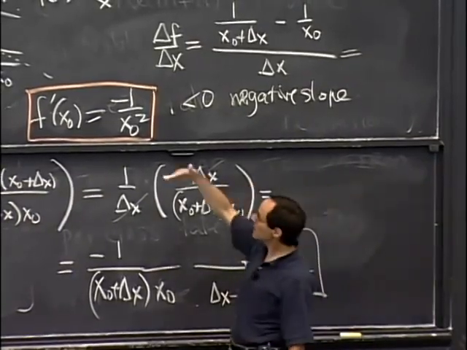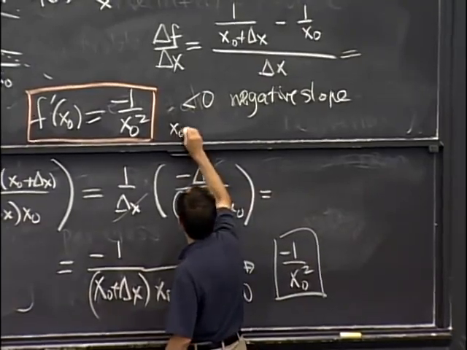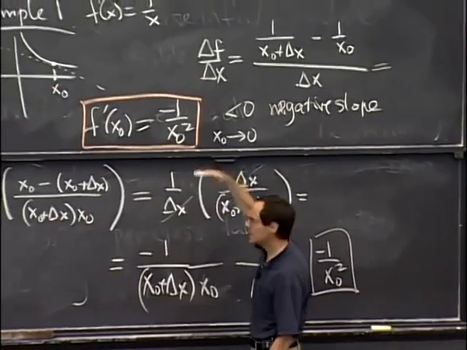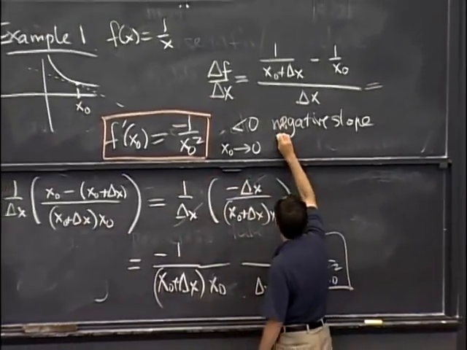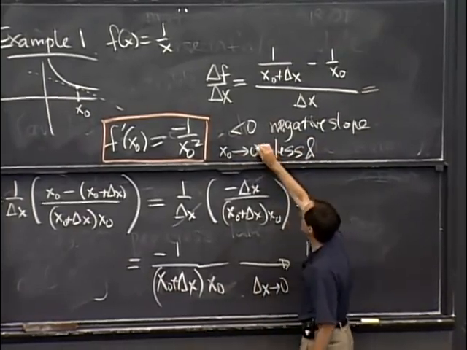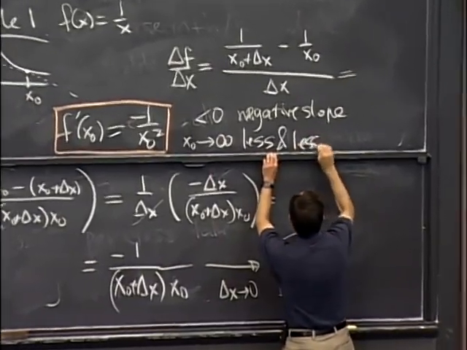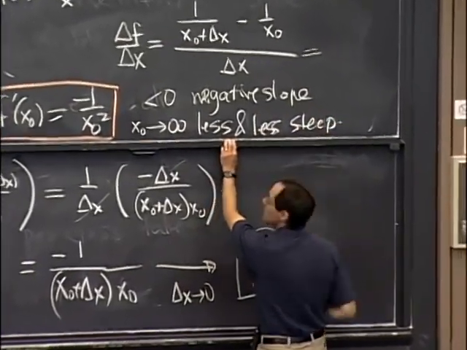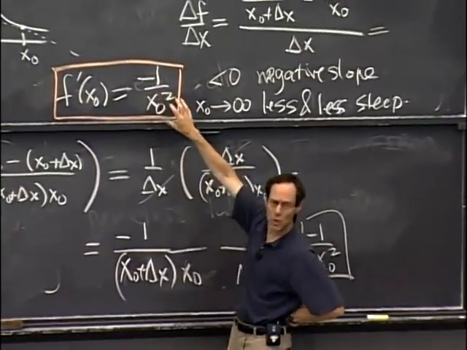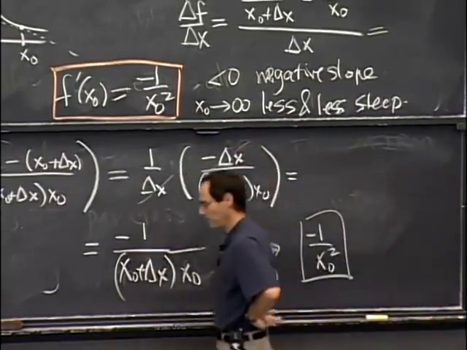And the second thing that I would just like to point out is that as x goes to infinity, that is, as we go farther to the right, it gets less and less steep. Whoops, as x0 goes to infinity, not 0. As x0 goes to infinity, less and less steep. So that's also consistent here. When x0 is very large, this is a smaller and smaller number in magnitude, although it's always negative. It's always sloping down.